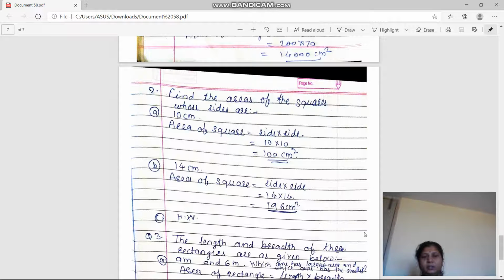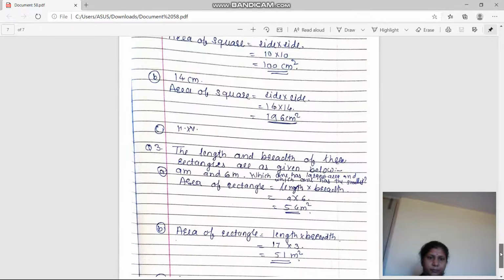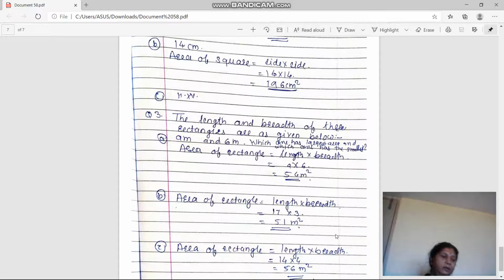So let's see the third example. The length and the breadth of the rectangles are as given below. Which one has the larger area and which one has the smallest? Largest and smallest we have to calculate. So first of all we will calculate the areas, and then we decide which one is largest and which one is smallest.